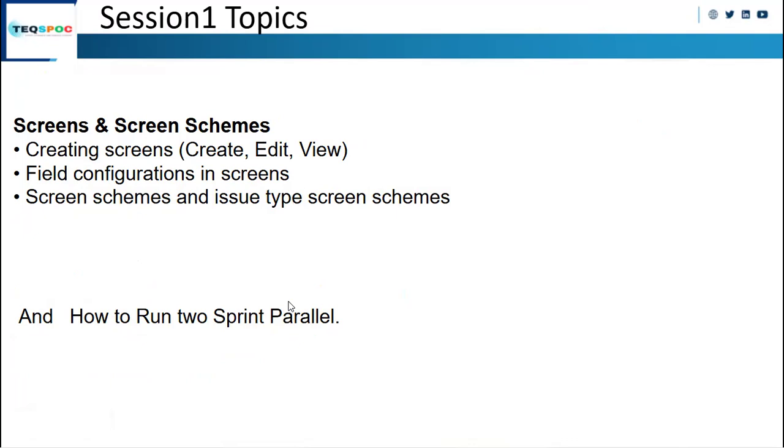Further, we will see how to create a new screen. There are three types of screen present in our Jira software: the create screen, edit screen, and view screen. We will configure those screens. Like we have created a new issue type, a demo issue. After creating a demo issue, I will create a respective screen for the respective issues. Let me show you. And further we will see how to run a parallel screen.